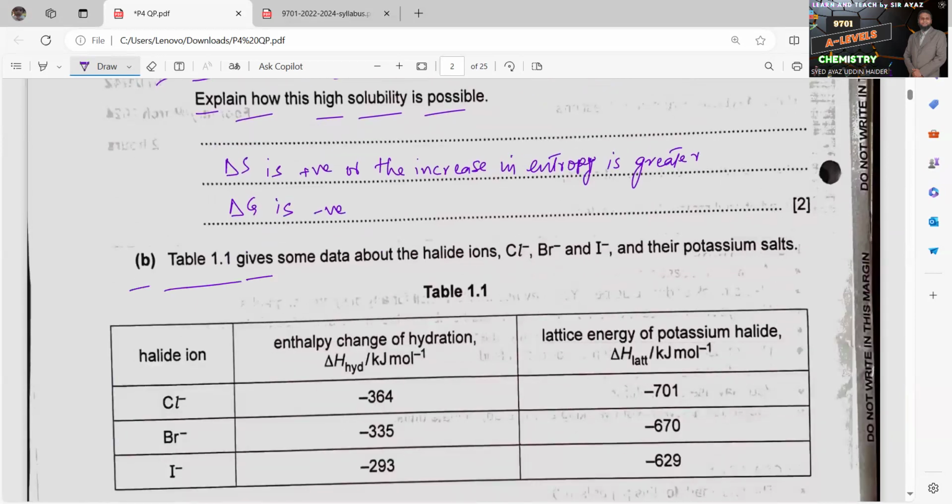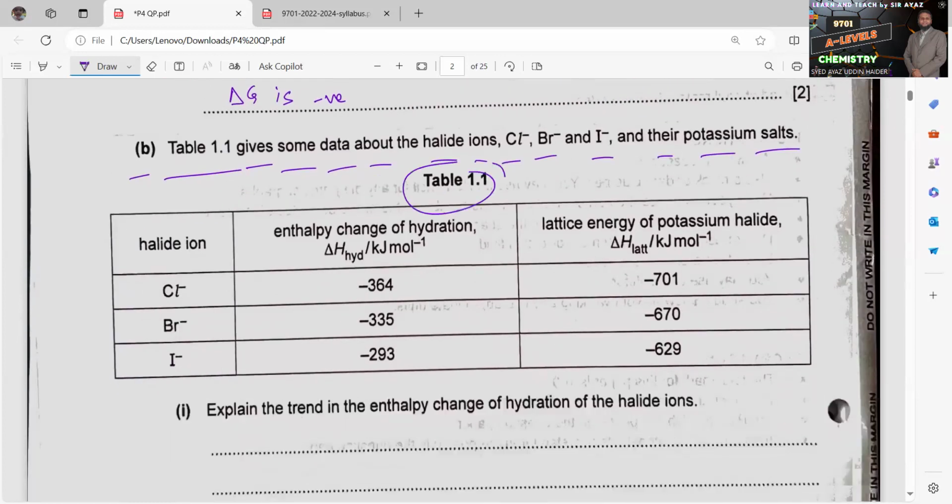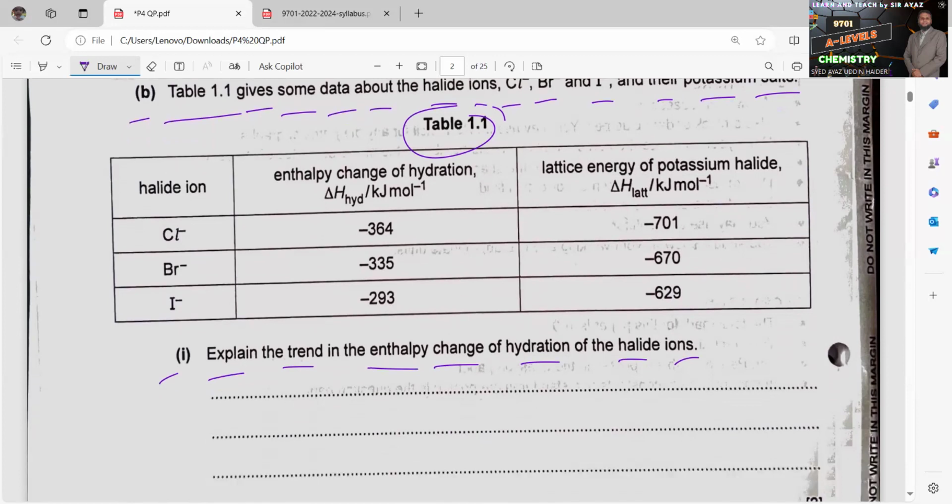Part B, table 1.1 gives some data about the halide ions Cl minus, Br minus, and I minus, and their potassium salts. So here's the table 1.1. Number 1, explain the trend in the enthalpy change of hydration of the halide ions. If you see, the change is that it becomes less negative. So you can say if it's becoming less negative, it's becoming less exothermic. It must be due to the less attraction of the ion to water.